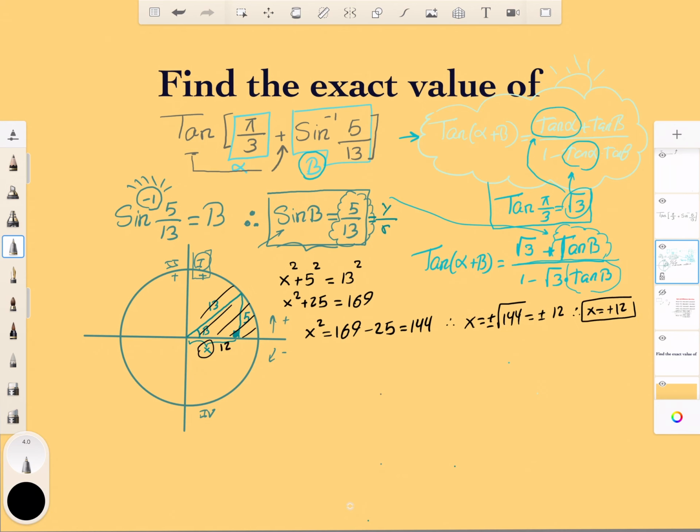So we solved the triangle. But that's not what we're looking for, we were looking for tangent of beta. Tangent of beta equals y over x. Therefore it is 5 over 12. So 5 over 12, we solved it. Now we have to substitute there.